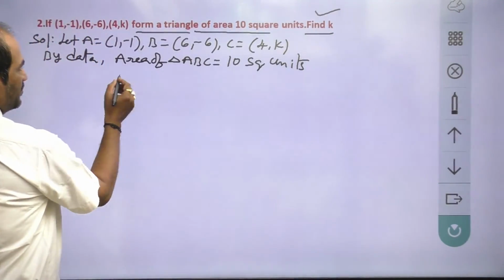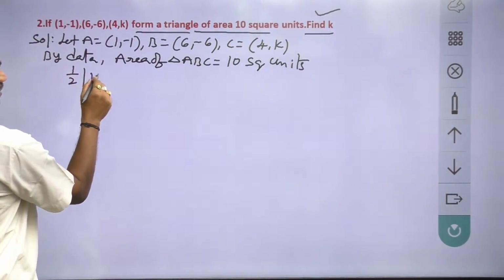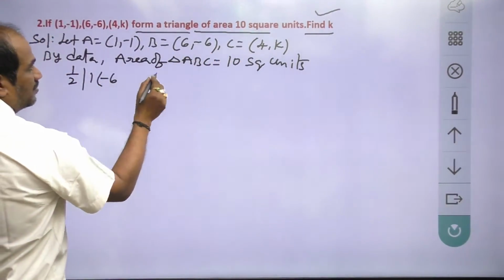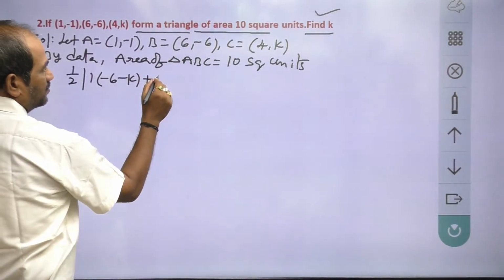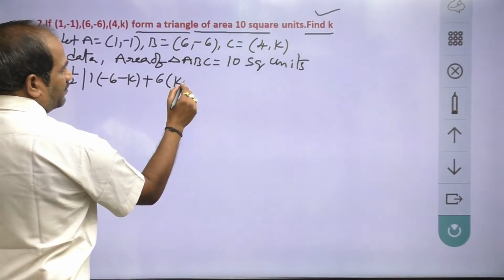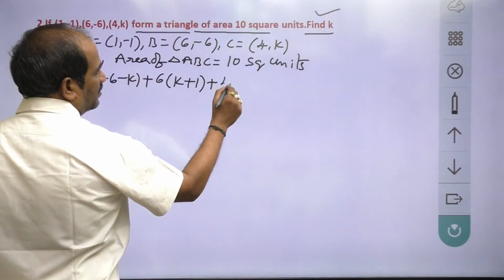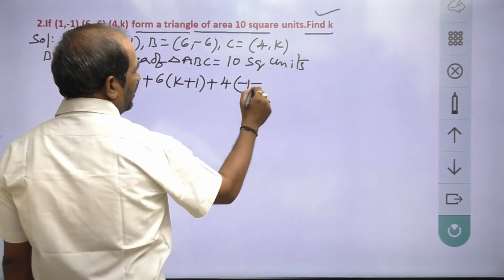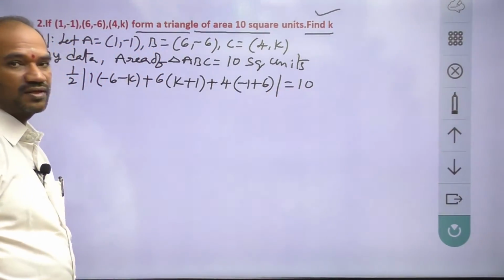See here, the area of triangle ABC formula: 1/2 into mod of x1 into (y2 minus y3), plus x2 into (y3 minus y1), minus into minus plus 1, plus x3, here 4, into (y1 minus y2), so minus 1, minus into minus plus 6, is equal to 10 square units.